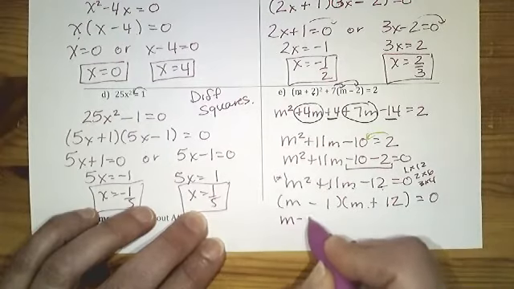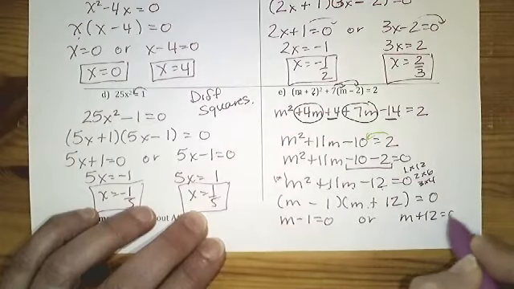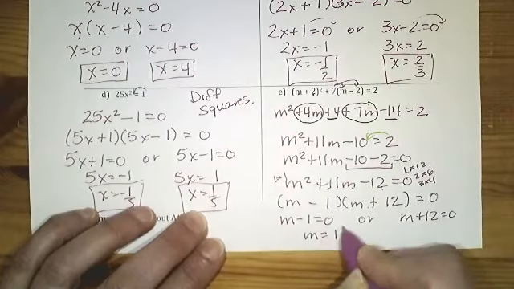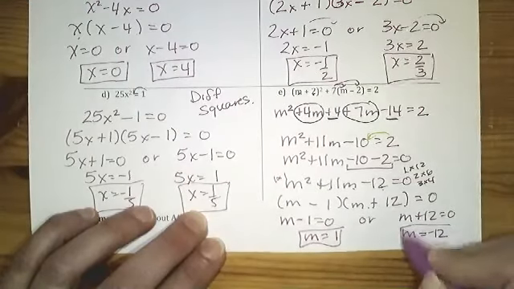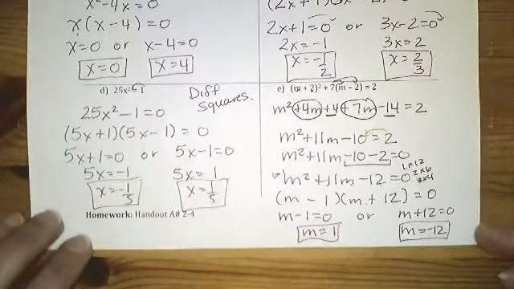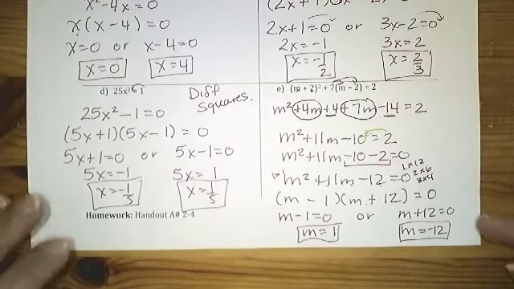And then I'm going to set each bracket equal to 0 and solve. And so my solution to this one is m is equal to 1 and m equal to negative 12.